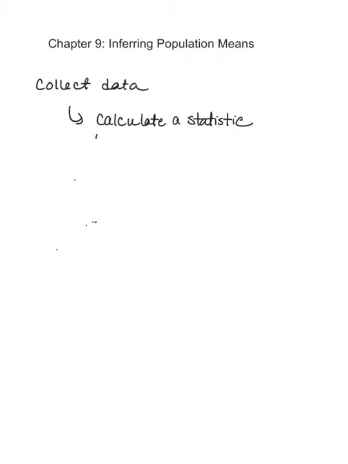If the data we collected was binary, then the statistic we'd calculate would be a proportion, or p hat. Whereas if the data were continuous, then the statistic that we would calculate would be our x bar. We're going to use one of these statistics to make an inference about our population parameter.